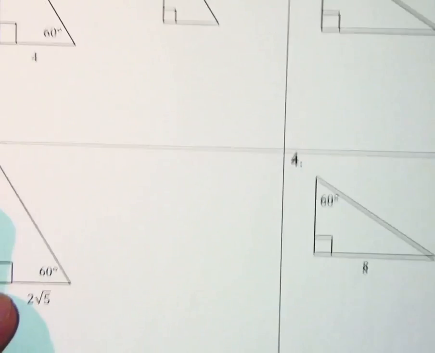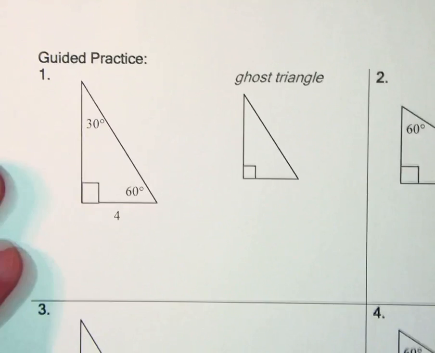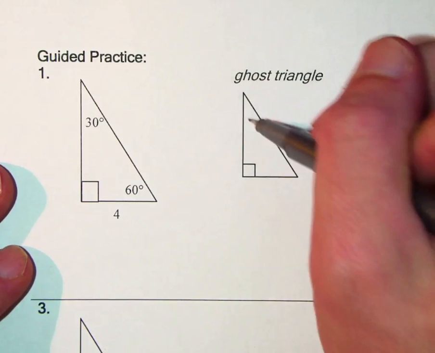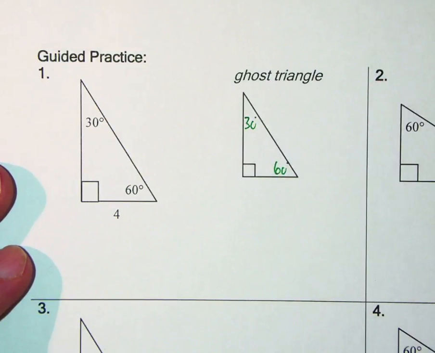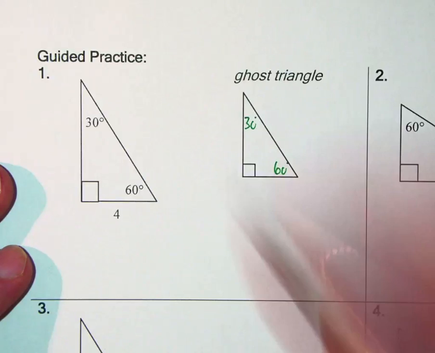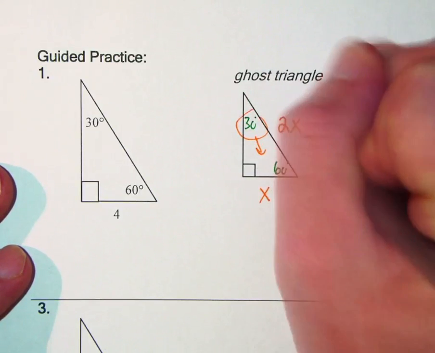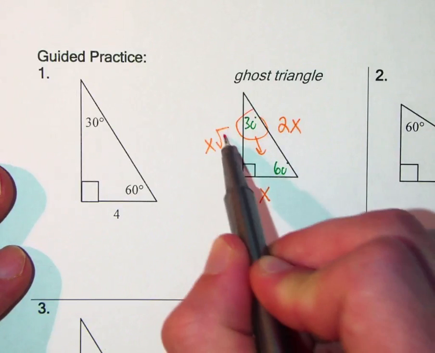Let's go try some really quick to see how you feel. We're going to go back to our ghost triangles. Our goal is to find all the missing sides. Here's my ghost triangle, sketched the same way as that. So I'm going to go ahead and write in 30, 60, and 90. And for me, I know coming across from the 30 is x. This is going to be 2x, double that shortest side. And this is that other thing, x square root of 3.